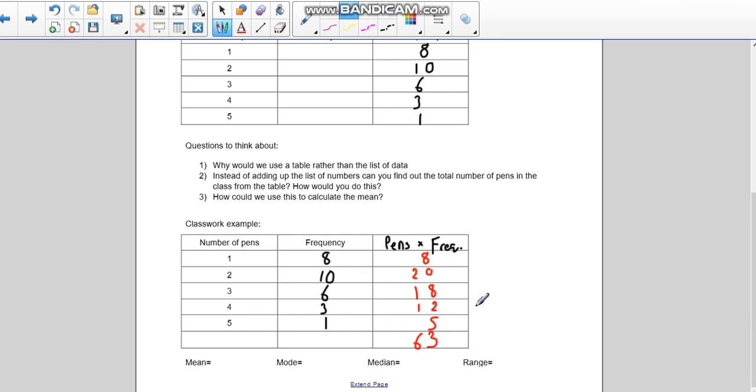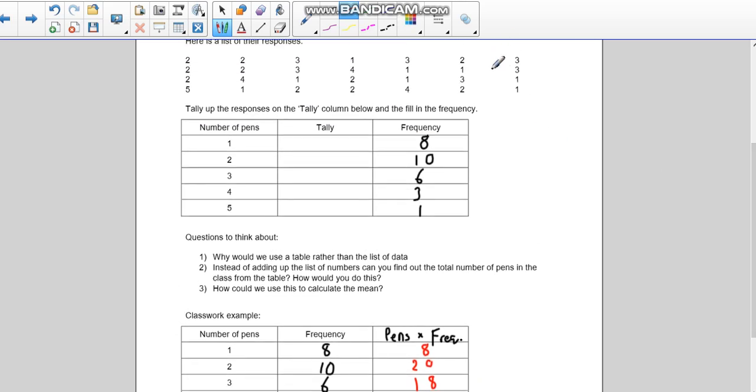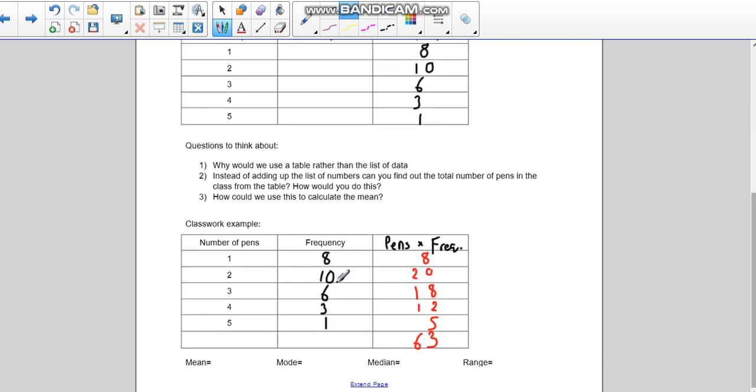Okay, so the next question is, how many pupils were there, okay, that had these pens? So again, if we go back to the list, I could count how many numbers I've listed here, okay, but I can get that information from the table because I know there were 8 people with 1 pen, 10 people with 2 pens, 6 people with 3 pens, 3 people with 4 pens, one person with 5 pens. So this is how many people there were altogether. So I've got 8 and 10 is 18, add the 6 is 24, add the 3 is 27, so we've got 28.